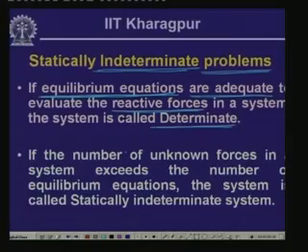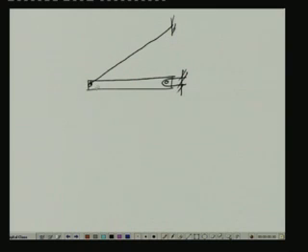Now, if we consider any system from which we can evaluate the reactive forces by using these equilibrium equations, we call those systems statically determinate. This is important: if equilibrium equations are adequate to evaluate the reactive forces, then the system is called determinate. Let us look into some example. Last time we did a problem, say we have a rigid bar which is pinned at this particular end and is held up by a rod and is subjected to a vertical load P.